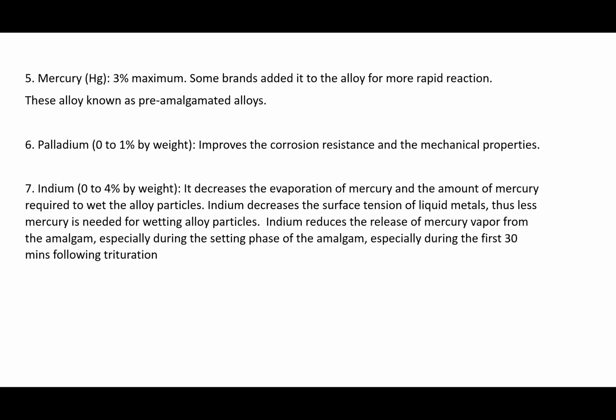Silver increases strength, decreases flow, reacts rapidly with the mercury, whitens the alloy, increases setting expansion, decreases setting time, present 40 to 70%. Tin works as the opposite of silver, and regulates the reaction between silver and mercury. It reduces hardness, strength, reduces the expansion, and increases setting time, and also can cause corrosion due to gamma 2.